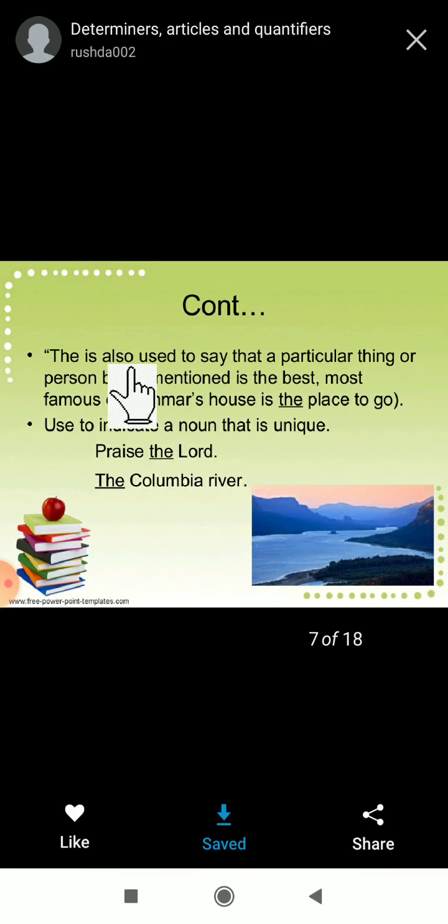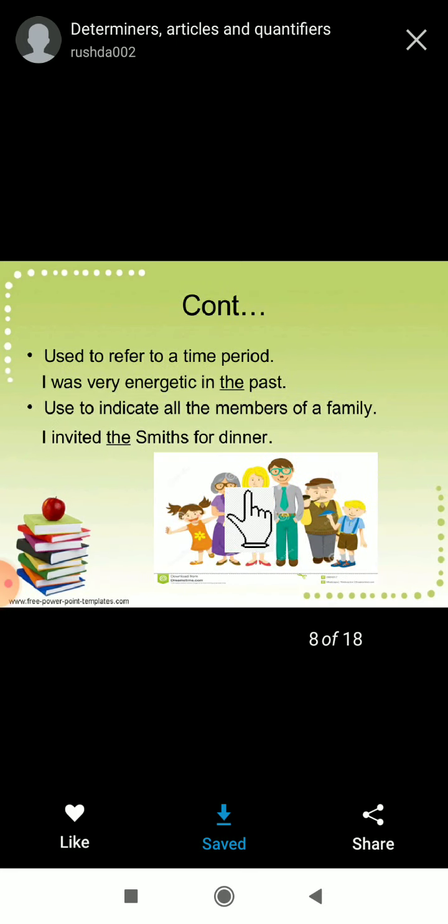Even the is also used to say that a particular thing or a person being mentioned is the best, most famous, etc. Like, Amar's house is the place to go. So here there is a particular thing: Amar's house. So here they use the, showing the place to go. Used to indicate a noun that is unique: praise the Lord, or the Columbia River.